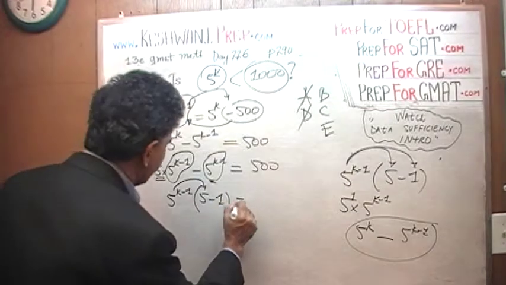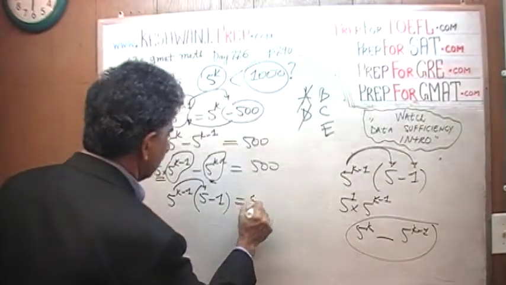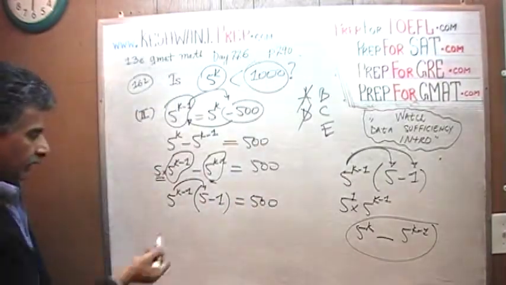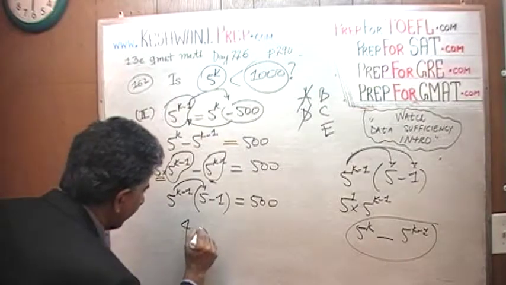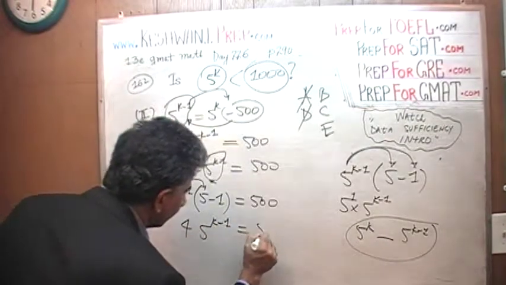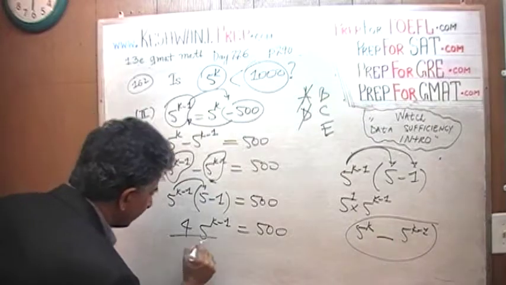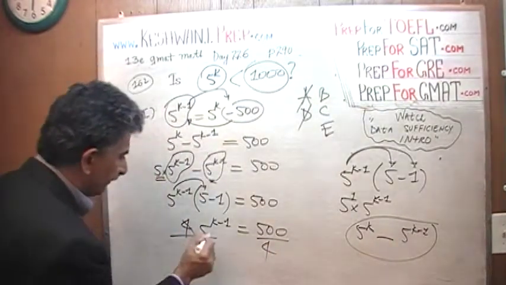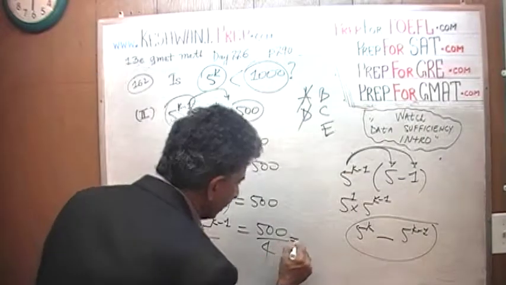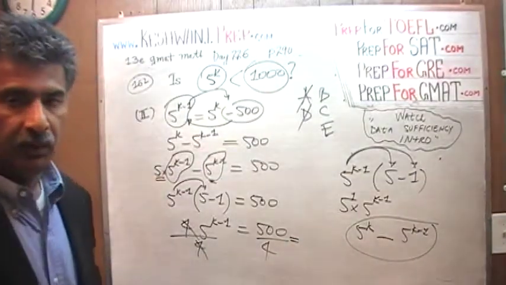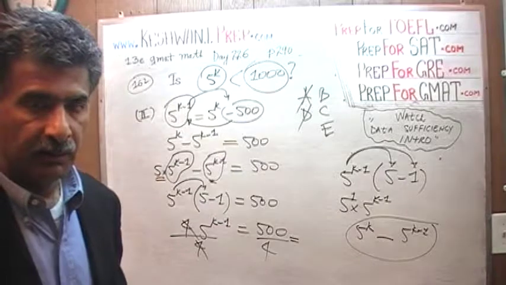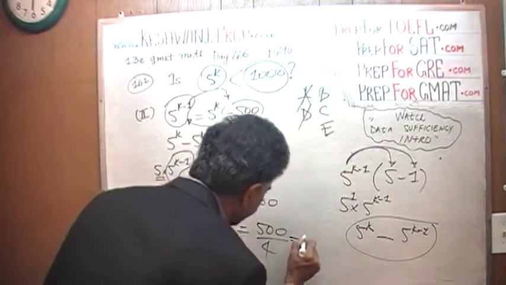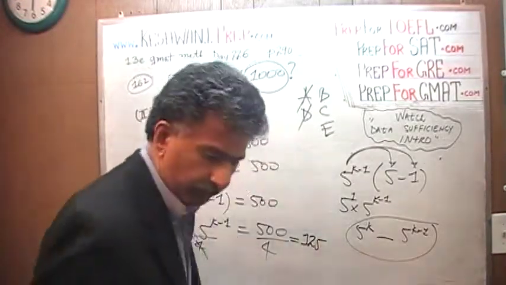So this thing equals 500. And that's just 4. So 4 times 5 raised to k minus 1 equals 500. Divide both sides by 4. And we end up with 5 raised to k minus 1 equals 500 divided by 4. Half of 500 is 250. And half of 250 is 125. We're almost there, okay? Just be patient.